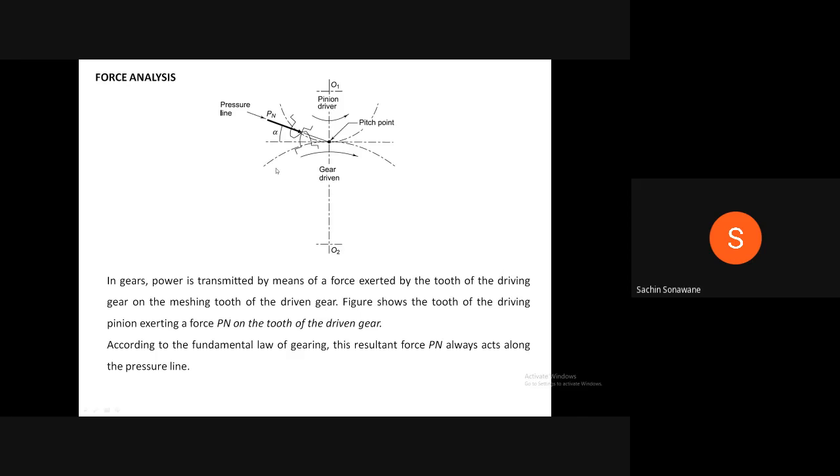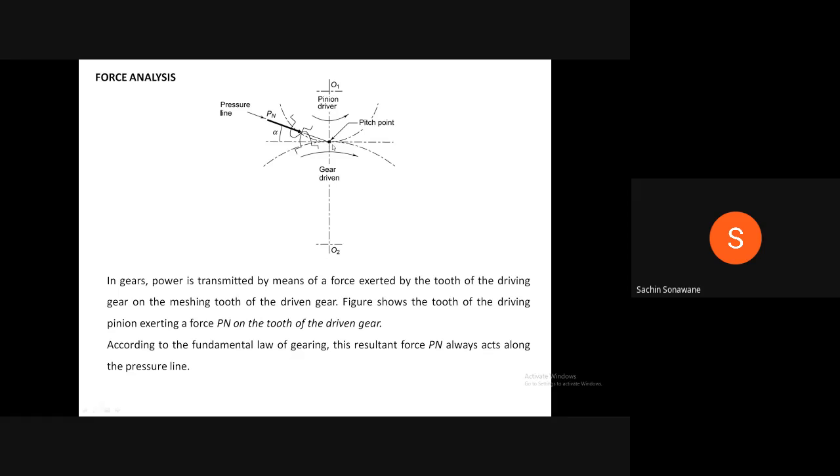I think the diagram is over. Now, first of all, we will see the diagram. This is the pinion with center O1. This center line indicates the pitch circle, and this is the gear or wheel with center O2. Pinion is the driver and gear is the driven. These two pitch circles, or these two gears, are in contact with each other at the pitch point.